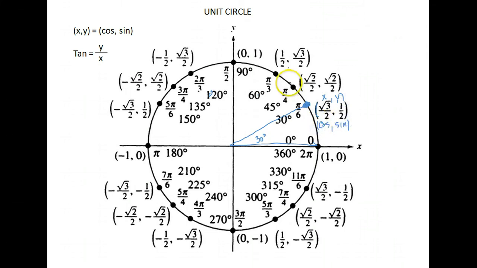Also notice these values are repeated in each quadrant. When we're 30 degrees away from the x-axis, as we are here, here, here, and here, notice our values are repeated. The only difference is that the sign changes depending on which quadrant you're in. So notice for all of them, we have root 3 over 2 and 1/2, but some of them have positive and some are negative depending on your quadrant.